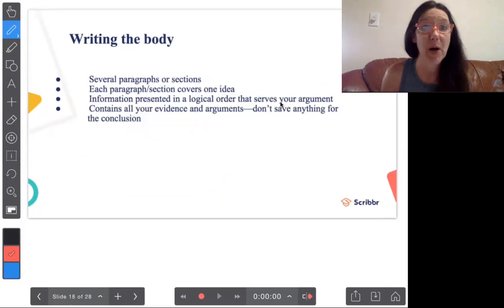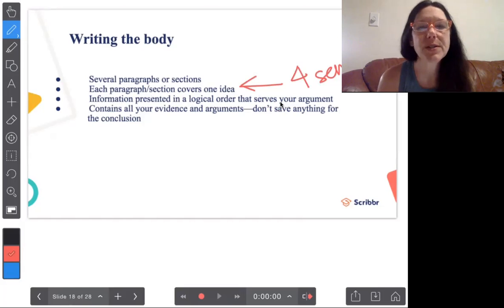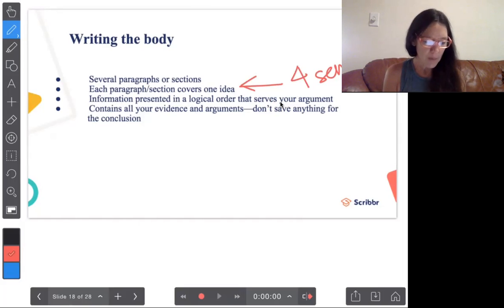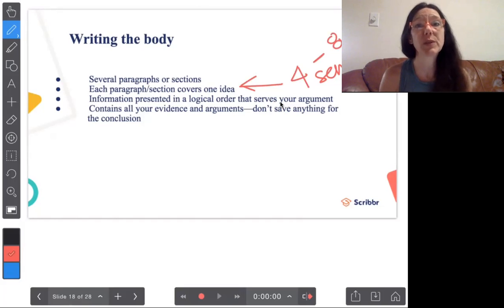All right, writing the body, right? 1 idea per paragraph. Paragraphs must be at least 4 sentences. You can't have a paragraph with 2 sentences. You can't write more than 2 sentences for your paragraph. Then it's not a paragraph and it needs to be incorporated into one of your other paragraphs. Usually more, right? 8 sentences, 9 sentences. If you've got 20 sentences in your paragraph, you're probably talking about more than 1 idea.